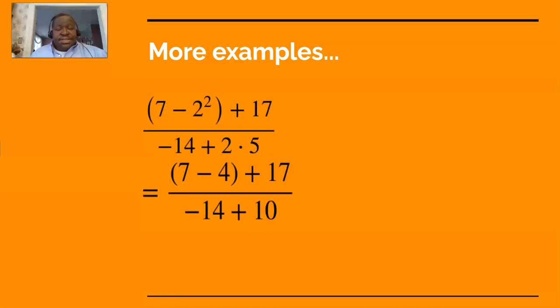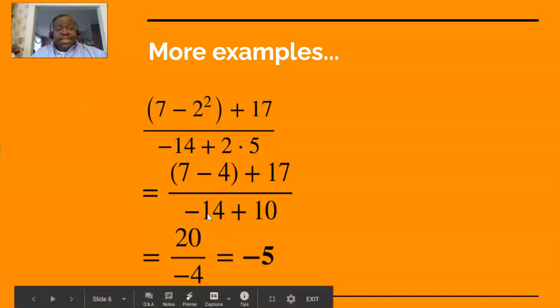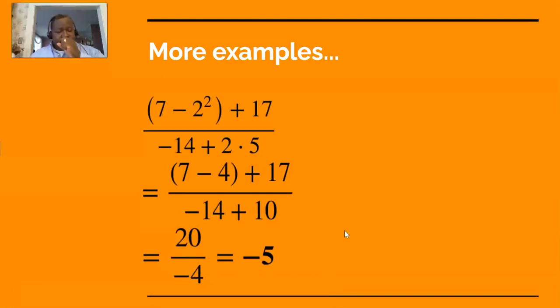All right, so parentheses at the top, we're going to evaluate that first, the 7 minus 4. And at the bottom, we just have one step, the negative 14 plus 10, so we can go ahead and simplify that. So 7 minus 4, let's take a note, that's going to be 3. 3 plus 17 gives us the 20. And then here with the negative 14 and the 10, that's negative 4. Now we're going to do this last step. 20 divided by negative 4, that's what gives us the negative 5.